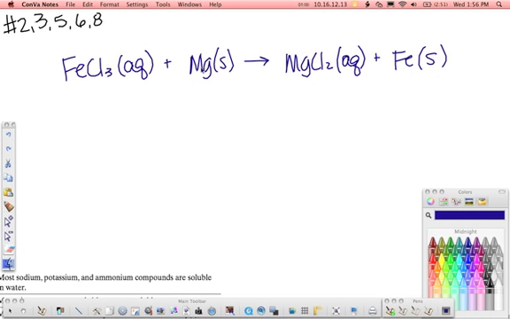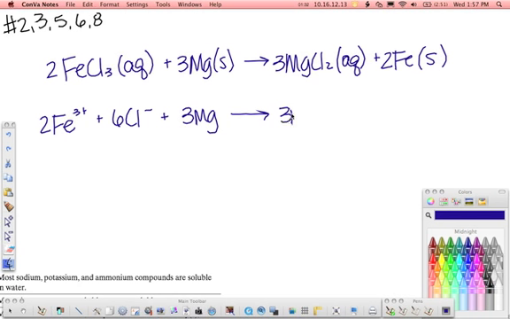So we ionize what's aqueous. If it's solid, we keep it together. So since this iron is bonded to 3 chlorines, that means we have iron with a 3+ charge. Oh, I need to balance. Gosh, I keep forgetting to do that. So we got to do a 3 and a 2, and then a 2 and a 3. Okay, so we have 2 irons plus 2 times 3 is 6 chlorines plus 3 magnesiums gives way to 3 magnesium ions plus 6 chlorines plus 2 iron.